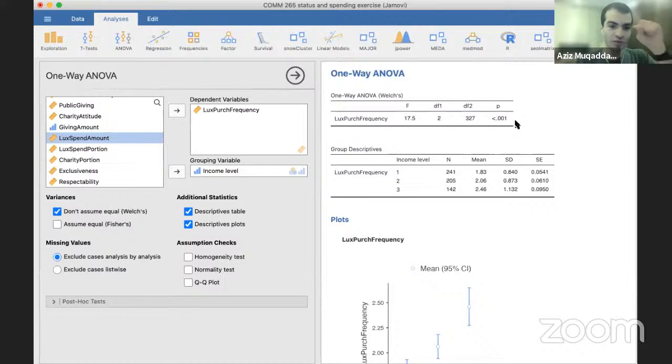So always the p-value, it's minus 100, right? Because it's a percentage. So if it's at 0.1, that means it's 99%. If it's 0.001, it's like 99.9%, etc.